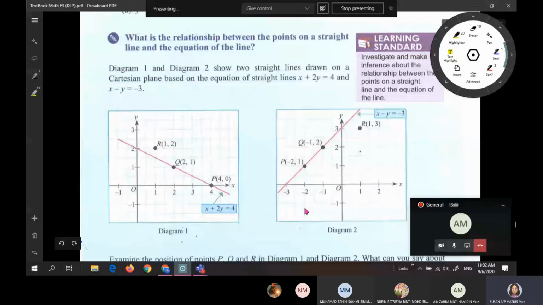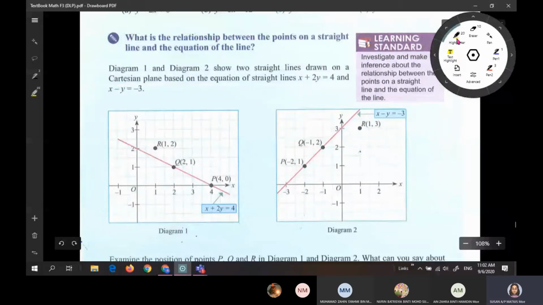Okay, so what is the relationship between the points on a straight line and the equation? We are looking at a graph here, diagram 1. The equation for diagram 1 is x plus 2y equals 4. With x plus 2y equals 4, you have 3 points given in your graph.